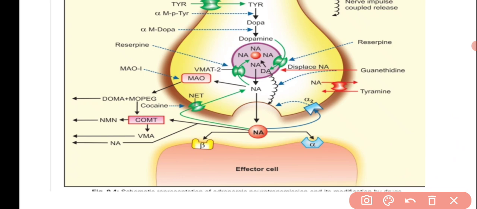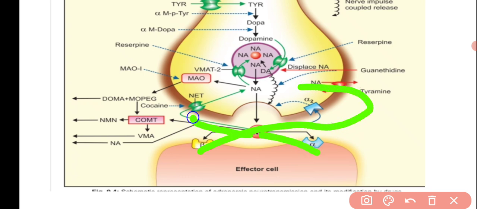After the release, this norepinephrine will act on the alpha and beta receptors. The drugs that act here are considered as adrenergic agonists or adrenergic antagonists. And how is the effect terminated? After showing the effect, it is terminated by taking the norepinephrine back into the nerve endings.